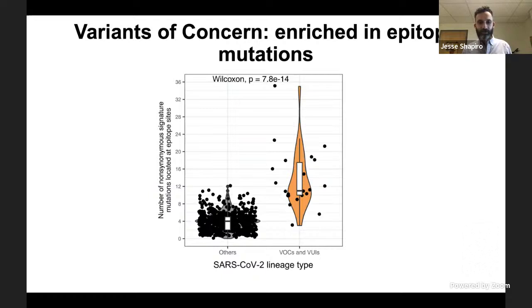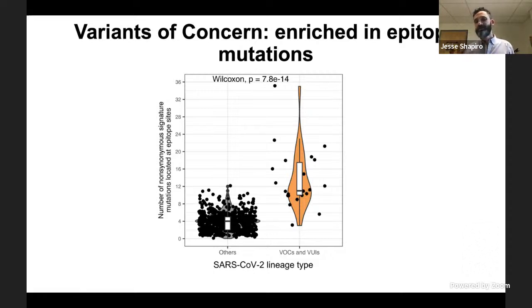We also compared variants of concern, right? So we have alpha, beta, gamma, et cetera. We actually looked at both variants of concern and variants under investigation. And we find that, perhaps unsurprisingly, they're quite enriched in, again, non-synonymous mutations in these epitope sites compared to any other lineages, which are kind of down here and have a median of around 4 mutations in epitope sites, but the variants of concern are up here closer to 10.